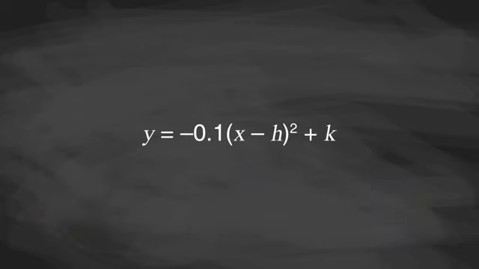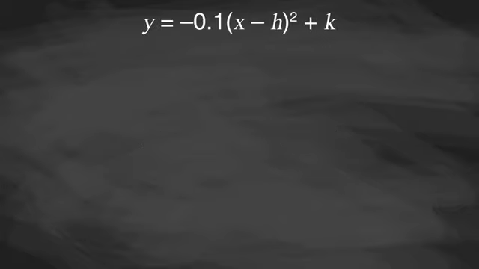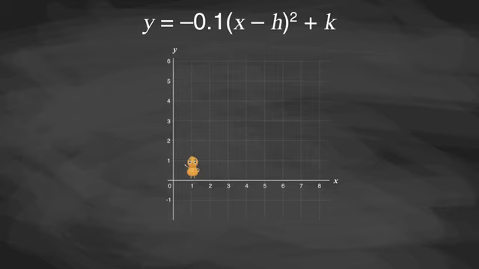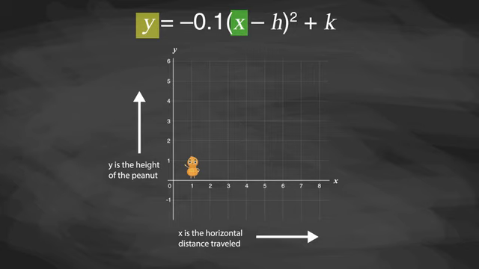Consider the expression y equals negative 0.1 times (x minus h) squared plus k. It will be used to model the path of a character, an animated peanut jumping over a wall. y represents the height of the peanut as a function of the horizontal distance it travels, x.